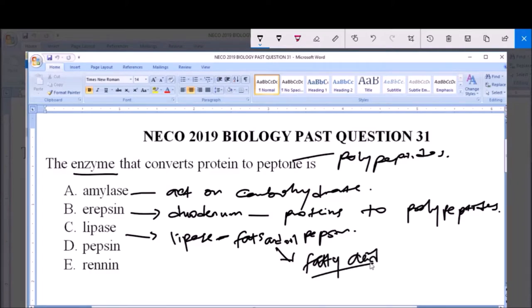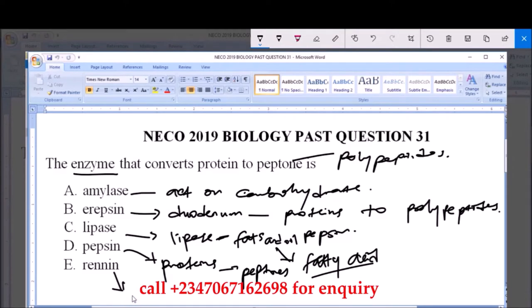Now, pepsin is the first enzyme located in the stomach that acts on protein. It converts these proteins to peptones, which are also polypeptides. Now, option E says renin. Renin is an enzyme located in the stomach that acts on milk protein. It acts on milk protein.